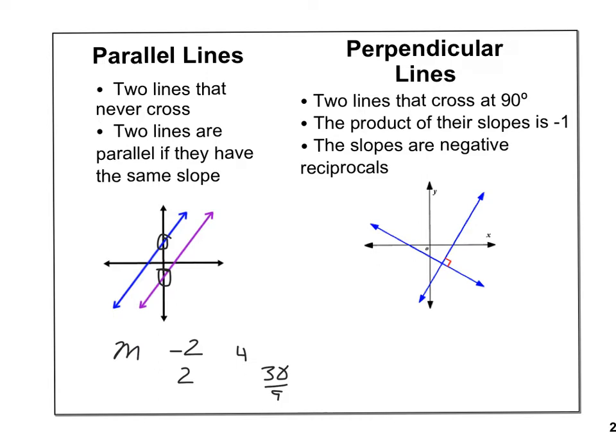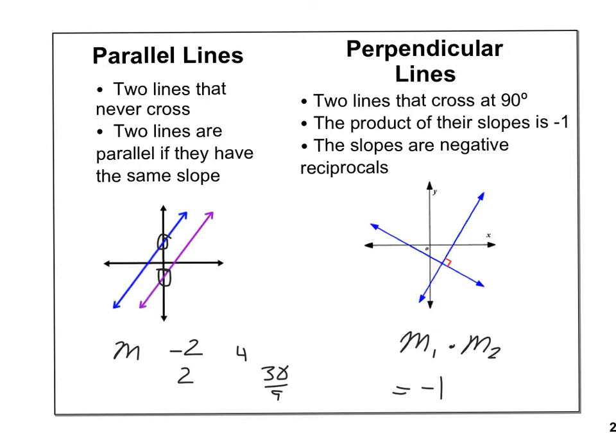Perpendicular lines, on the other hand, cross at some point and always cross at a 90-degree angle. We can tell that they're perpendicular, or that they would have a 90-degree angle when they cross, when the product of their slopes is -1. So what that means is we would be able to multiply slope 1 by slope 2, and that would give me -1 as an answer. That's how I can tell it's perpendicular.